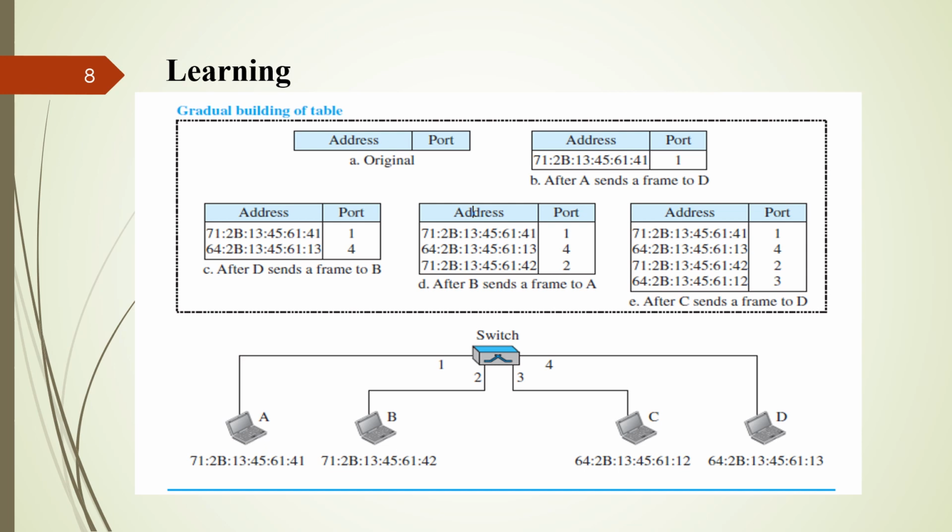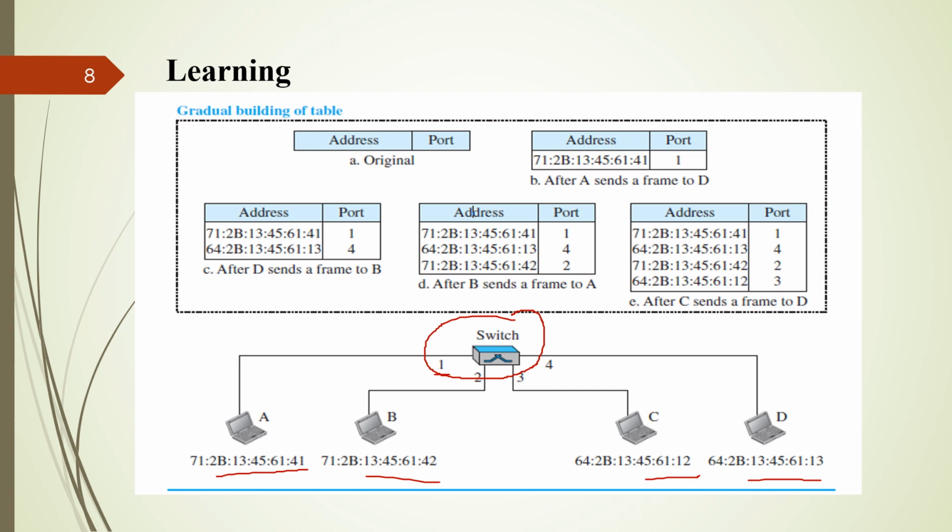In the figure we can see there are 4 stations and the respective MAC address of each station. We have a switch with respective port numbers. The switching table will have the address of the station and the respective port number. This has to be updated whenever a frame is sent from the source to the destination, or whenever a frame is passed through a switch. The switch will inspect the source address and update the switching table.